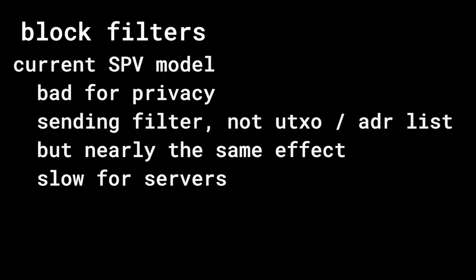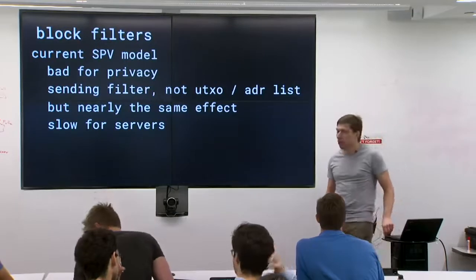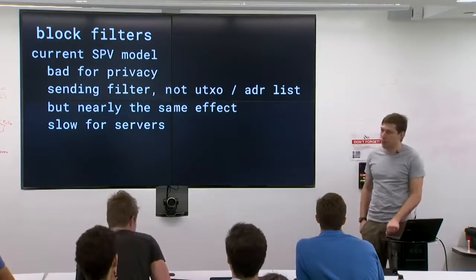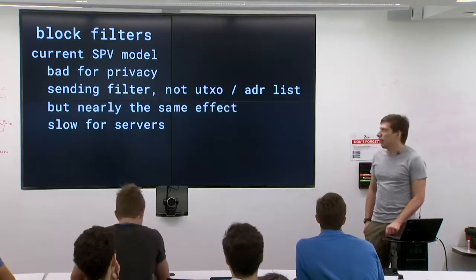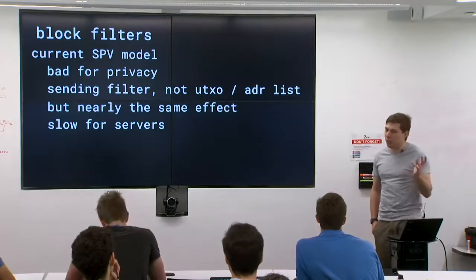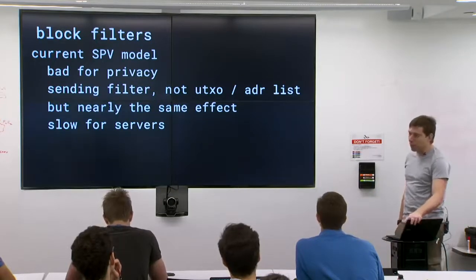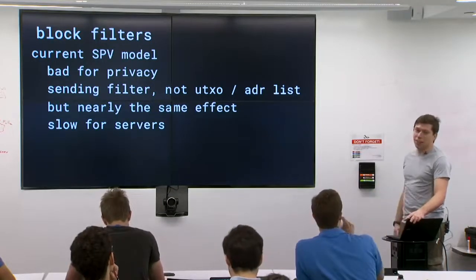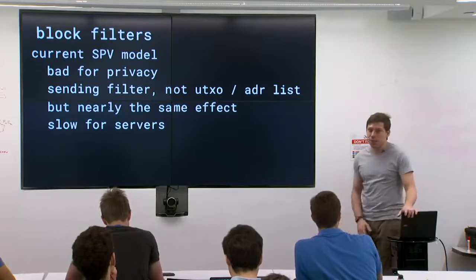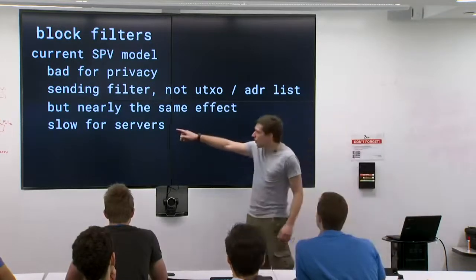There's a paper written, I think 2013 or 14, where they basically broke the whole privacy argument for this Bloom filter-based SPV. They said, in practice, you can get 90-something% of the addresses and UTXOs that people are sending for the given software. And their recommendation was, yeah, I don't see how you make this work privately. There's just no privacy here. It's slow for the servers.